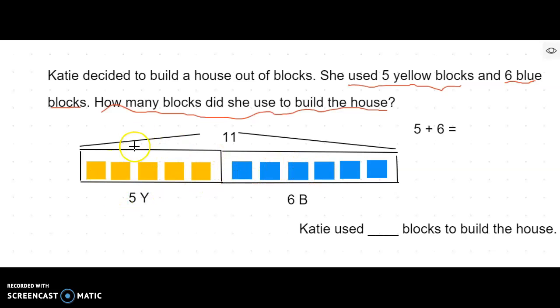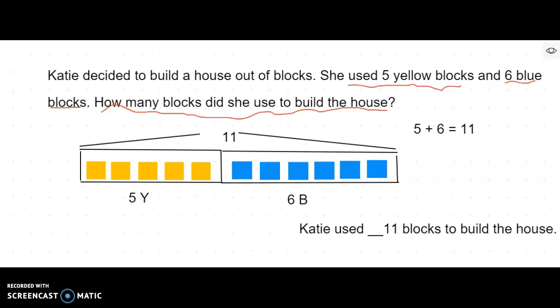This part has 5 and this part has 6, and together they have 11. So Katie used 11 blocks to build the house. 5 plus 6 equals 11. So our tape diagram shows how our 2 parts, our 5 yellow and our 6 blue, are put together to make 11.